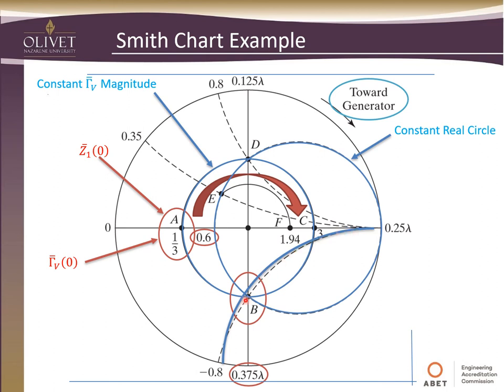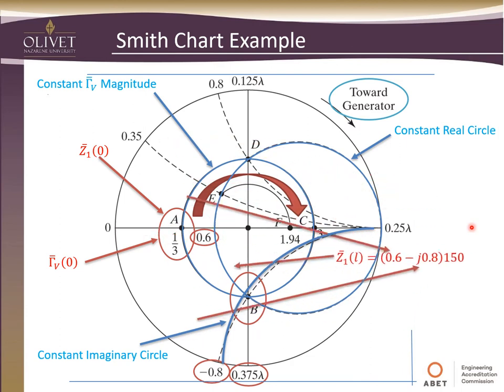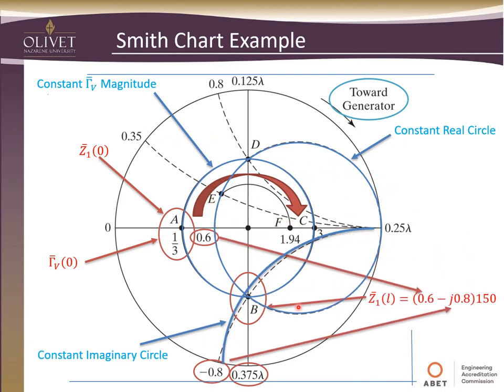We also notice this piece of this larger circle, remember it goes on outside the Smith chart boundary, but this also intersects, and these are constant imaginary circle lines. To read that, we have to go over here to the edge and see where it intersects. When we do, we see that it's at negative 0.8. So we've got a real part of 0.6 and an imaginary part of negative 0.8. This means at this point, our impedance at L, where L is 0.375 lambda, has a real part of 0.6 and an imaginary part of negative j0.8, so that's our normalized impedance.